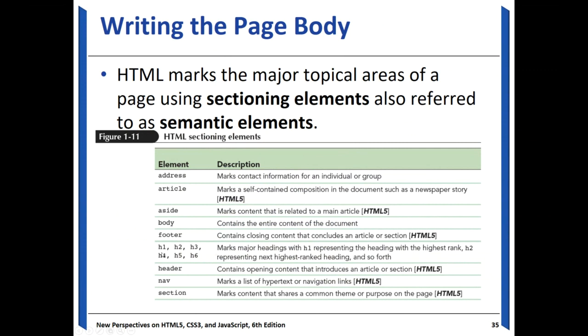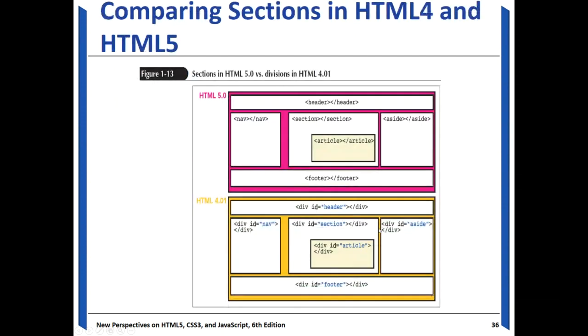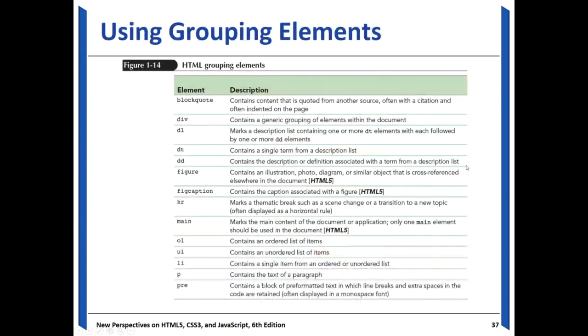Okay, these H tags, these are your different levels of heading. H1 is going to be your highest heading. H2 represents the next level, and so forth as you go through this. Header is going to contain opening content that introduces an article or section. And this is different than the head section. Nav is going to have the navigation links, and then section is going to share a common theme or purpose of the page. I would see here the different sections. So we have our header sections, our navs, sections in here, articles inside the sections, nested elements.